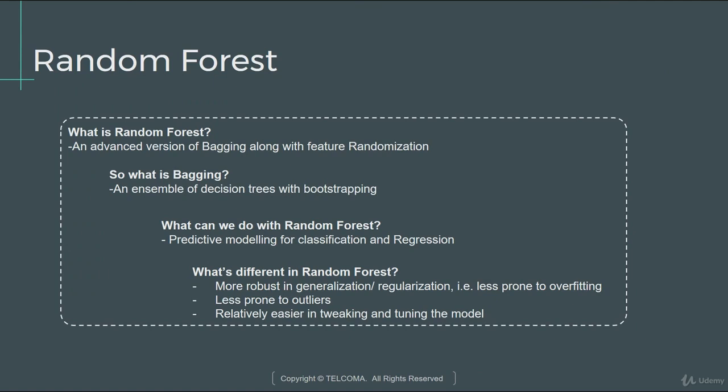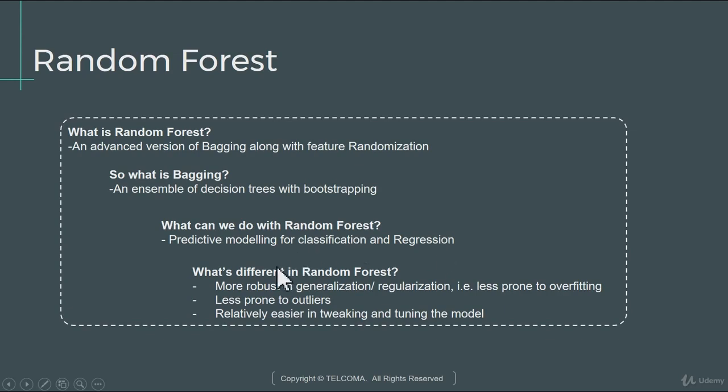Let's come back to the nodes. So we say random forest is an advanced version of bagging along with feature randomization. What does it do? What is bagging? Bagging is an ensemble of decision trees with bootstrapping. What can we do with random forest? It can do classification as well as regression.